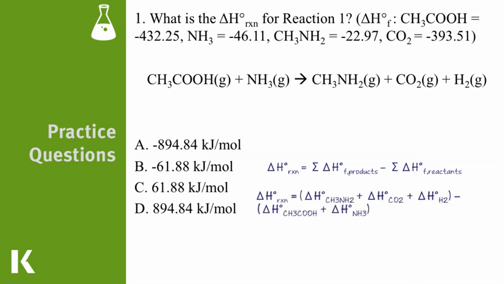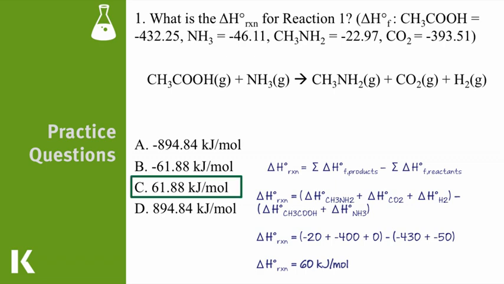And once we set up our equation, we can start plugging in values. Remember that it is perfectly acceptable to round these numbers either up or down in order to make them easier to work with. And hydrogen, in its elemental gaseous state, or its standard state, will have a heat of formation of 0. And we find that the enthalpy of this reaction is about 60 kilojoules per mole, which is very close to answer choice C.